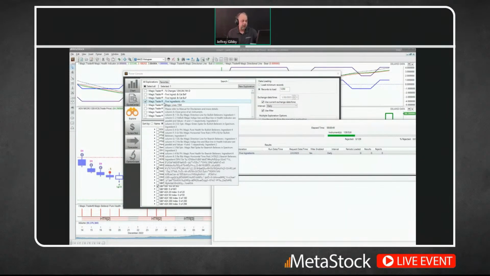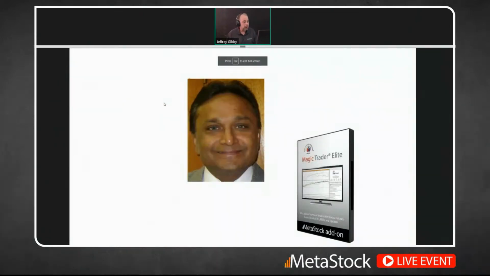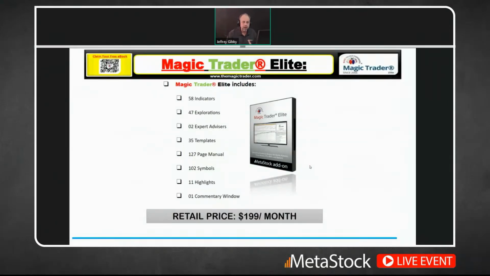Let's see. I think that's primarily what I wanted to show in MetaStock. Let's go ahead and just talk. Let me go back in here to my slideshow, and I want to talk a little bit about what's included in Magic Trader Elite.